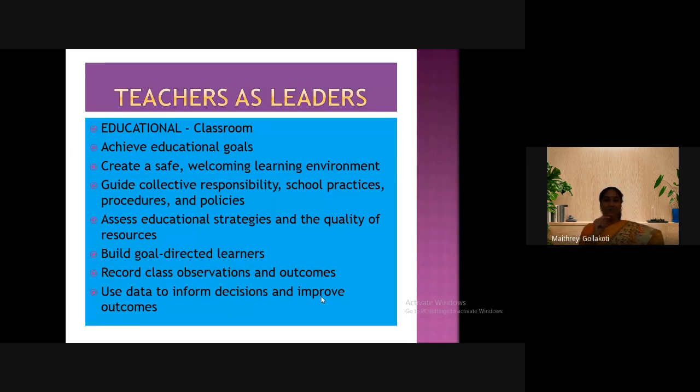Okay. Next, use data to make informed decisions and improve outcomes. This is the follow up of the previous point. Whatever you have written as your observations, use that data to make decisions to improve the outcomes of the students. Then you can get better pass percentage. Then you can make your students learn better, become better. Okay. Next.